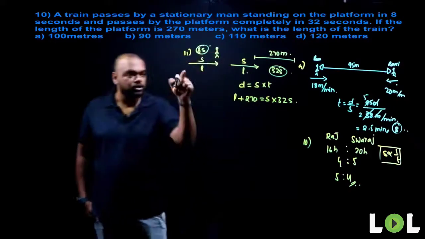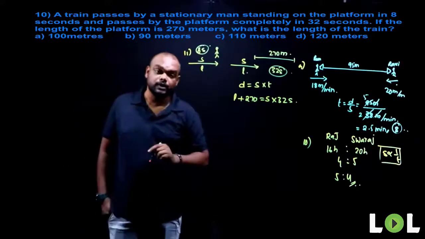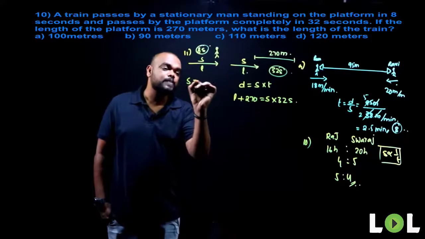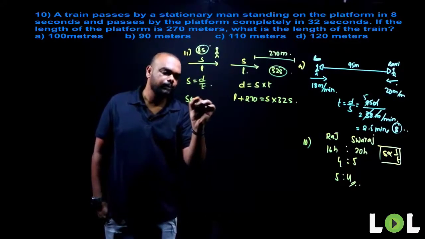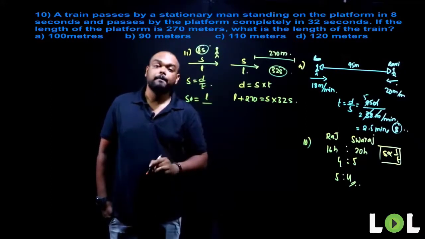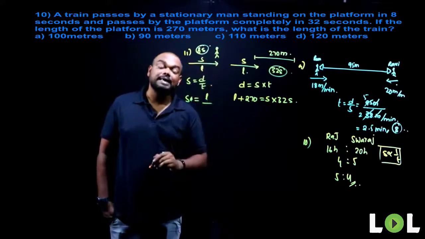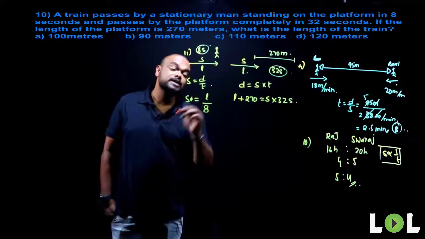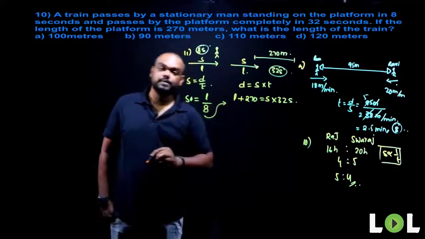What do we do? Come to the first scenario. Now, why are we coming to the first scenario? To calculate the speed of the train. We know speed is distance by time taken. Here the speed of the train is S only. Distance is the length of the train, that is L, because the length of the man is negligible. And time taken is 8 seconds. Now this is the speed value. Take it and put it into this equation.